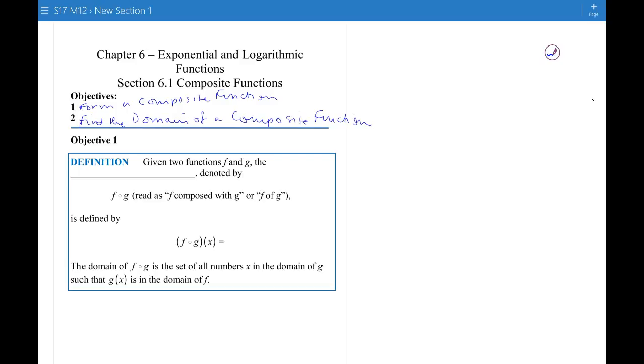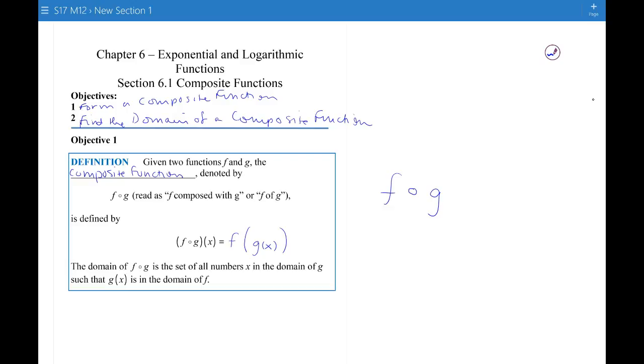So if we have two functions, f and g, then the composite function, denoted by f of g, or you can read it as f composed with g, is an f and an open circle and a g. And it's defined by f circle g means f of g of x. So it says put the g function inside of the f function.